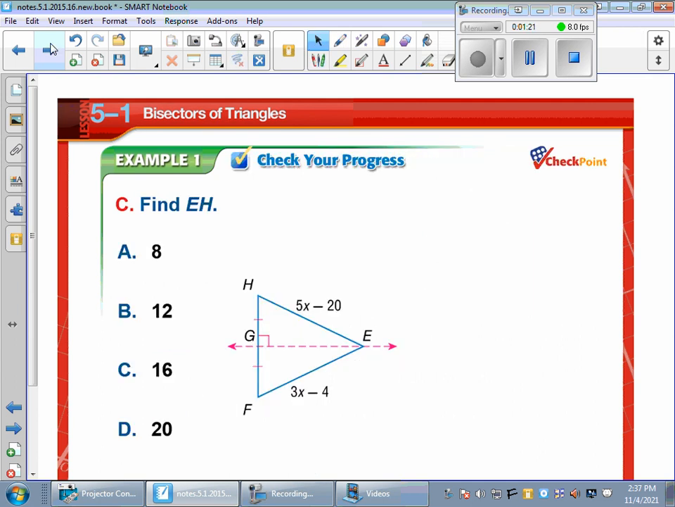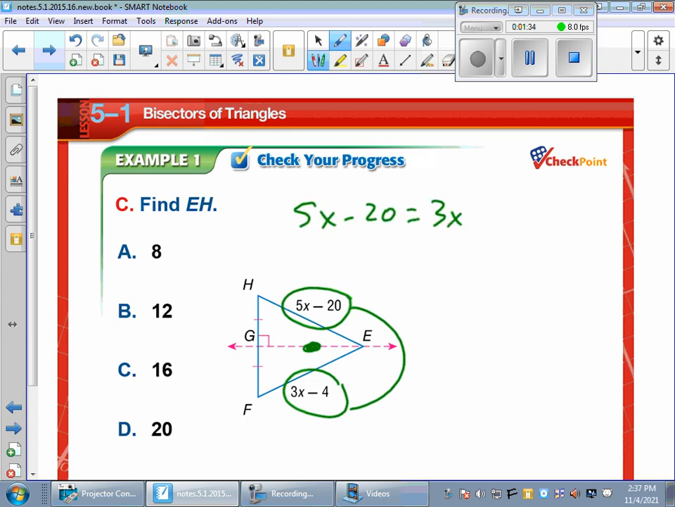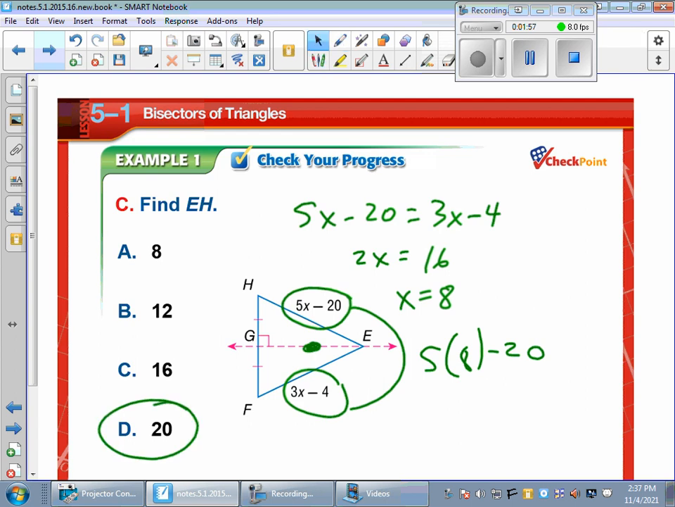Final answer is 7. Next slide, same concept, find EH. They want you to find EH. This is a perpendicular bisector, so you set these two equal to each other. 5x minus 20 equals 3x minus 4. 2x is, add that over, we get 16. X equals 8, and then you have to plug it in. So 5 times 8 minus 20, 40 minus 20, final answer is D, 20.